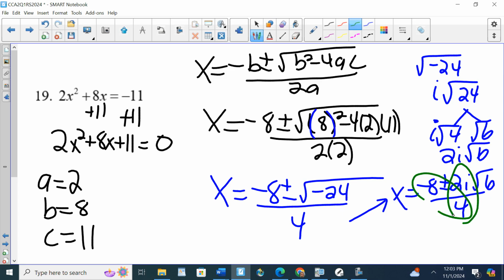I love quadratic formula. We draw our heart, we break it apart. Negative 8 over 4 is negative 2. 2 over 4 is 1/2. And the i rad 6 comes down.